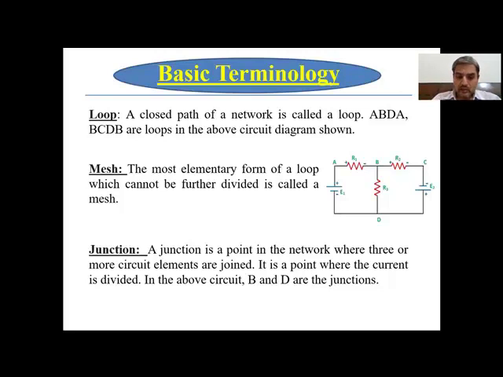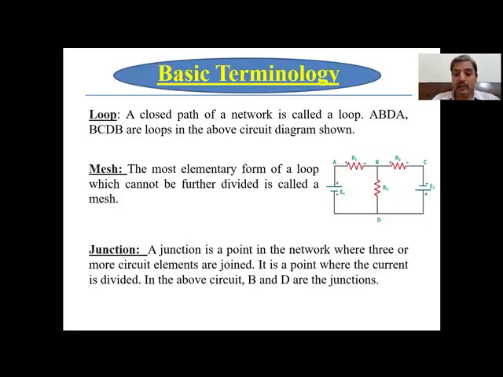Junction. A junction is a point in the network where more than two circuit elements are joined. It is the point where current is divided. This is the basic difference between a node and a junction. If we talk about points A and C, these are node points of the circuit. But B is also a node, and it is considered a junction because here current is divided into different parts.